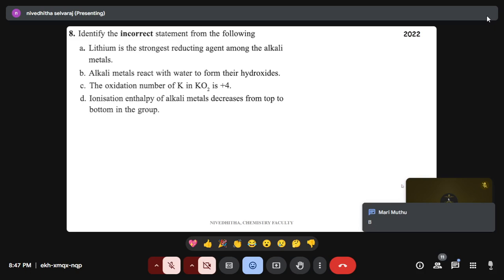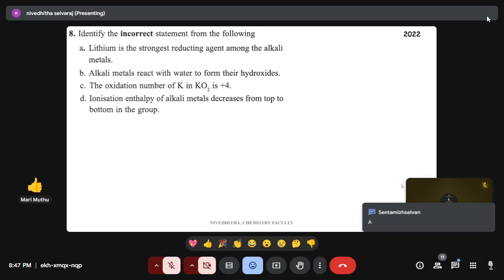No, Marimuthu, the second option is also right. Usually, whenever an alkali metal or alkaline earth metal reacts with water, it gets converted to hydroxide. See, calcium can form hydroxide, right? Calcium hydroxide. Yes, Anantha Maharaj?